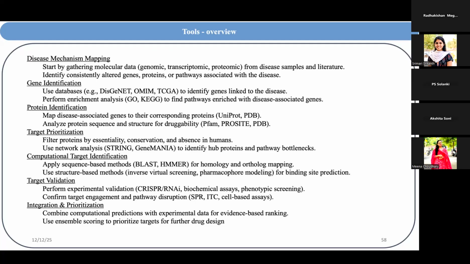So here we use methods like BLAST and HMM, which we have seen so far, to find the homologs and orthologs, and we use structure-based methods for inverse virtual screening and then target validation. So once all are designed, we have to go for the experimental validations by using biochemical assays and screening approaches, and then integration. So we have to integrate both the results, and we use scoring to prioritize the best targets.